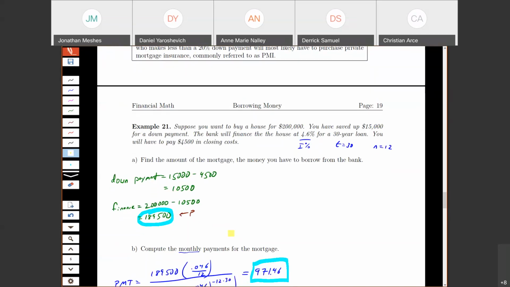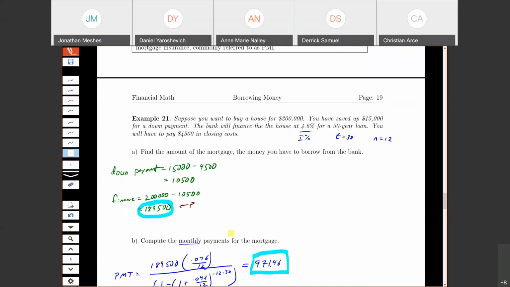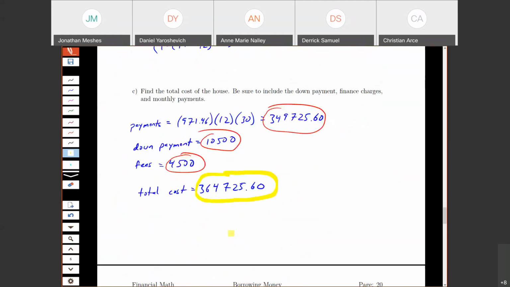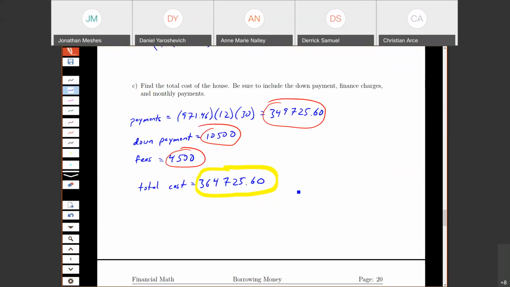Okay, so 4.6% is a pretty decent interest rate, right? Interest rates are low right now, so that's reasonable. So for a $200,000 house, we end up paying $364,000. When interest rates were worse, you end up paying for your house twice. So that's just how it goes. If you want to get your house cheaper, the answer is to be richer and have all the money right away. It's expensive to be poor, right?